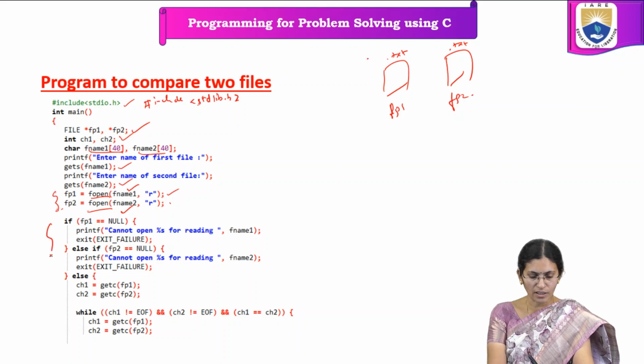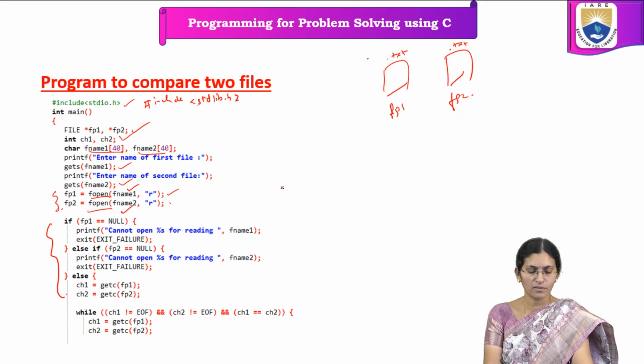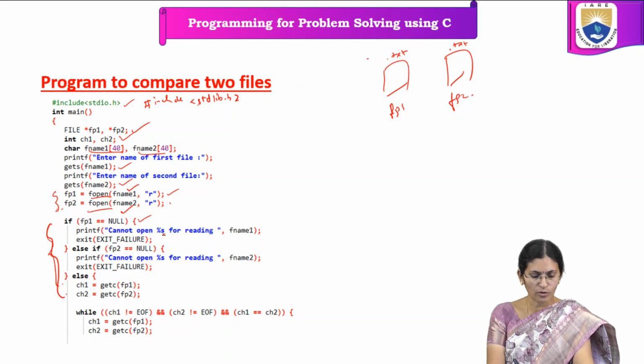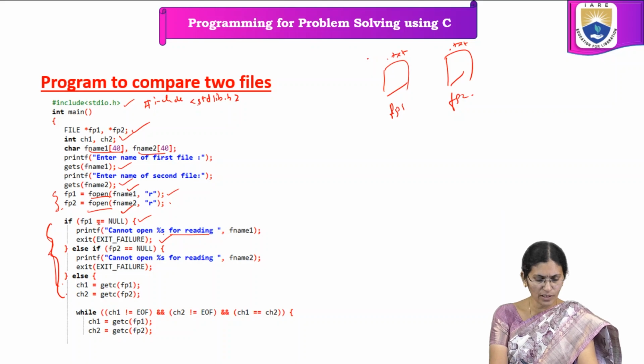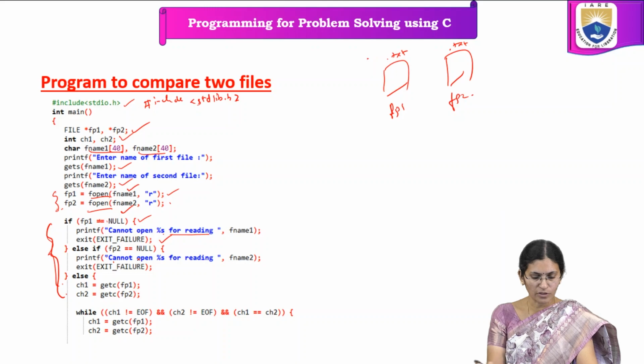Next we need to check the condition. This logic is the same as for one file. This is the logic to check whether the file is opened successfully or not. If fp is equal to NULL, it is not opened. So this statement is printed on the screen, and then it will exit with an exit failure status. You can combine these two statements and write them in a single line with the help of the logical OR operator. If any of the conditions is satisfied, then the program will terminate. Else you have to perform these steps.